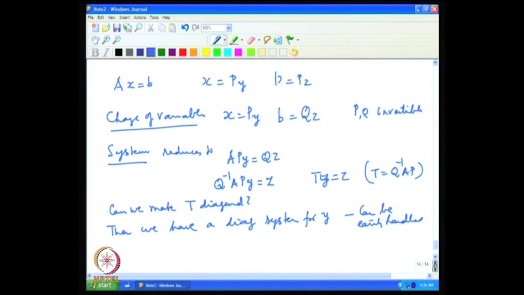Now, the answer to this question, can we make T diagonal, is yes, given any matrix, of course with reasonable conditions on A, and we will put the right framework. But generally, we can say the answer is yes. And therefore, this gives us a better handle on the system by using two different coordinates, one to transform the unknown x and the other one to transform the known b.